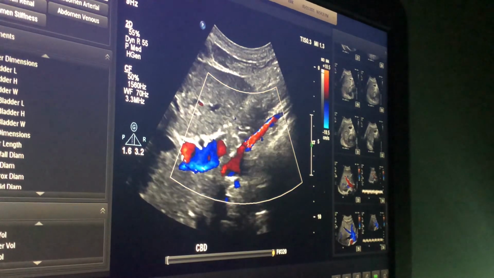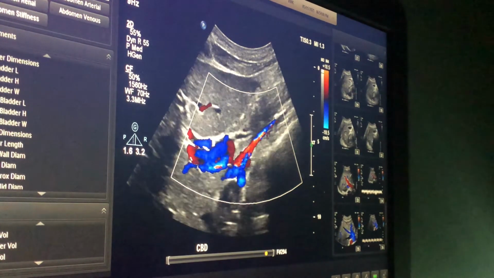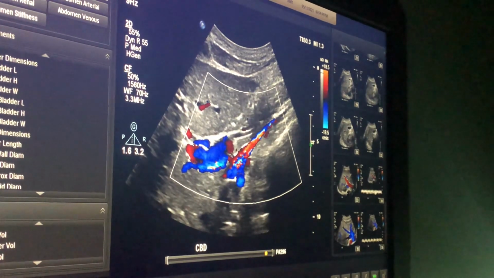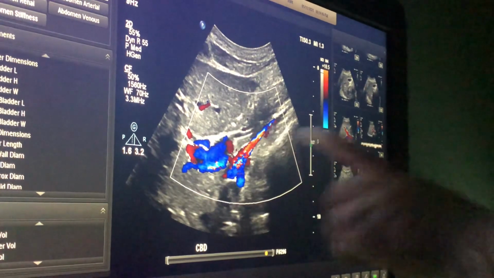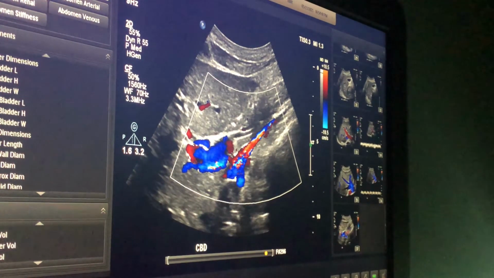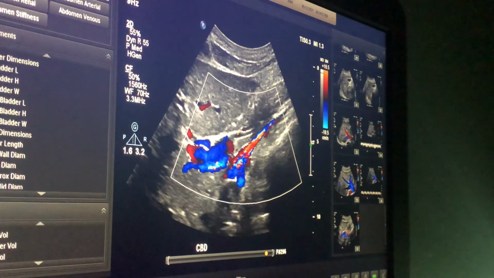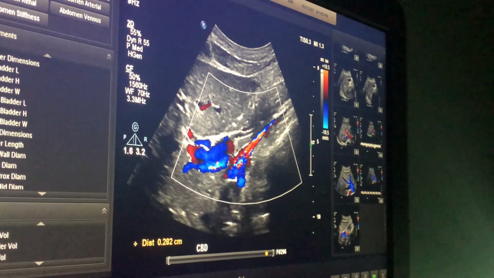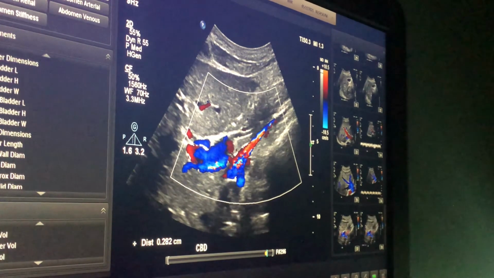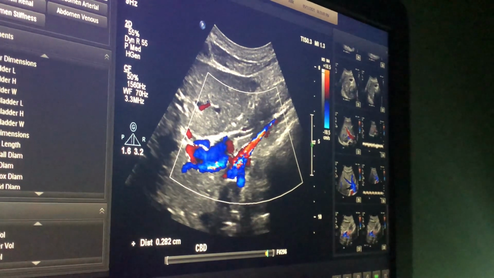Okay, go ahead and breathe. So I can see the common bile duct elongated really nicely through here. It's going into the panc head over here. Took a picture there, and now I'm going to measure from inner wall to inner wall. It's measuring 0.282 centimeters. And that concludes my demonstration of the liver. Thank you.